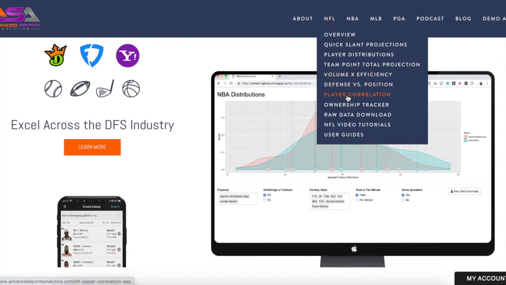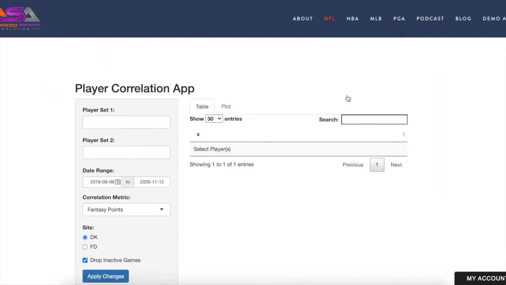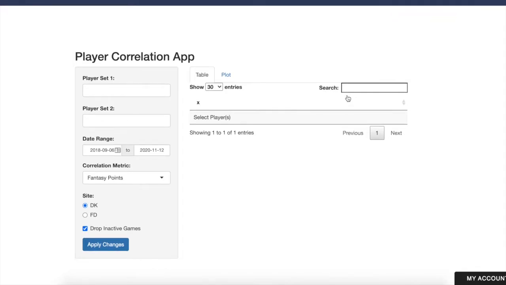In this video, we're going to be covering our NFL player correlation application, which has really been one of our flagship programs for much of ASA's existence. The purpose of this tool, I guess, is multiple in nature. The idea behind correlation is that it allows us to get an understanding of how multiple players, two players really, relate to one another in their fantasy performance on singular weeks.